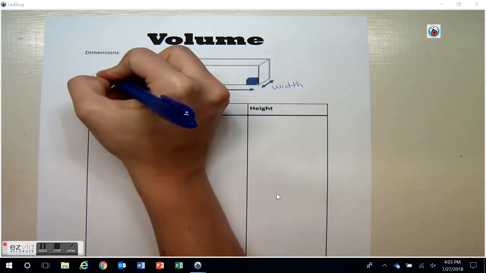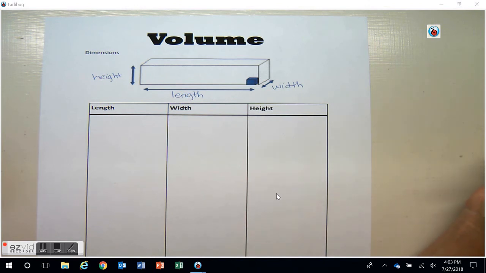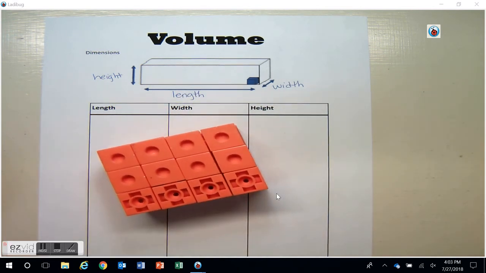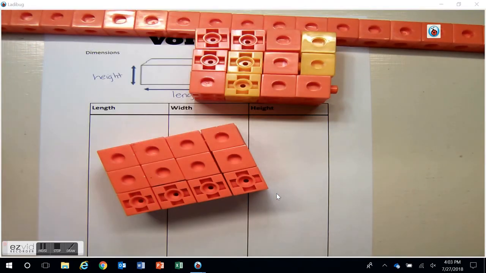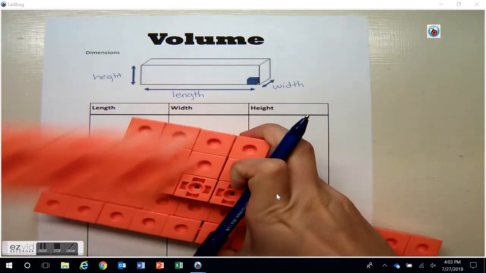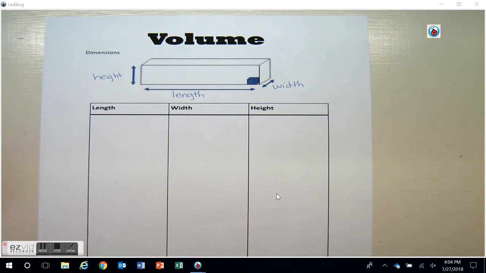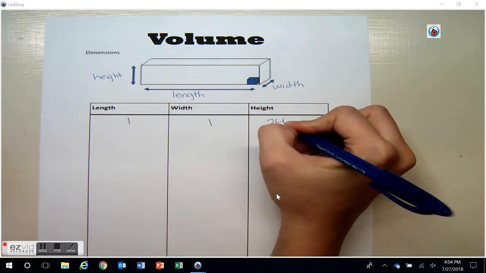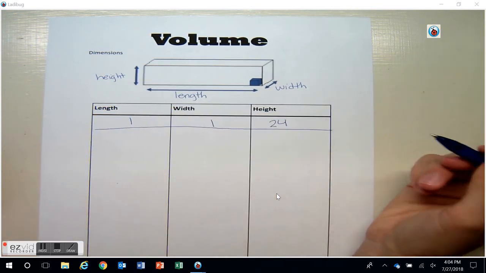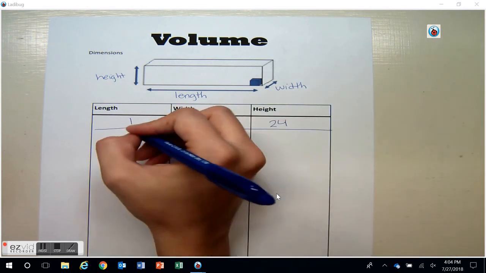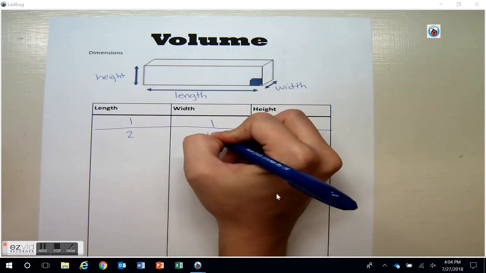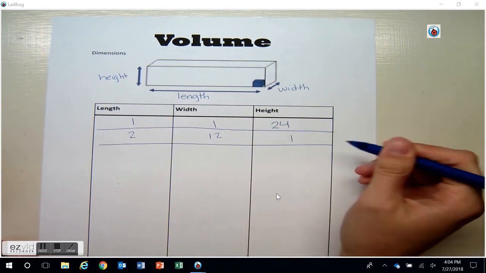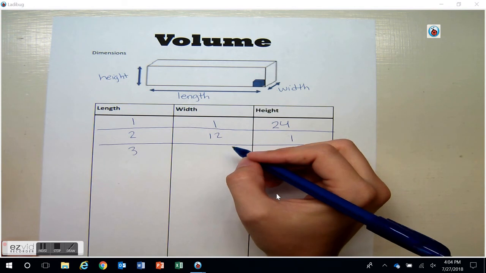Let's go ahead and fill out this table. Remember, you can have all kinds of right rectangular prisms to choose from. So, one type that I could use could have a length of 1, a width of 1, and a height of 24. That would give me a volume of 24 cubic units. Another could have a length of 2, a width of 12, and a height of 1. Another could have a length of 3, a width of 1, and a height of 8. I'm going ahead and show you the finished table.